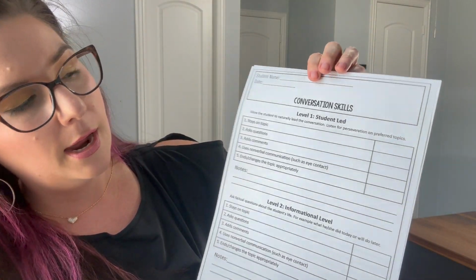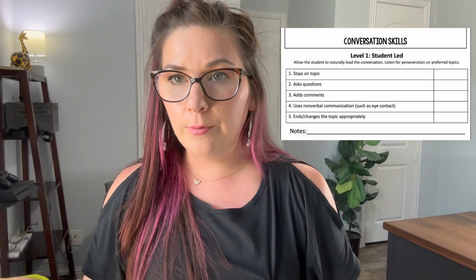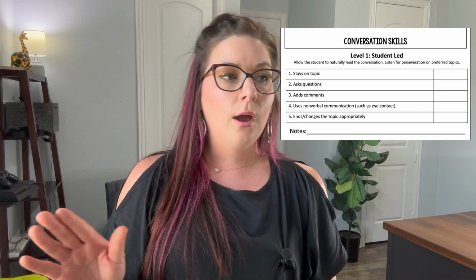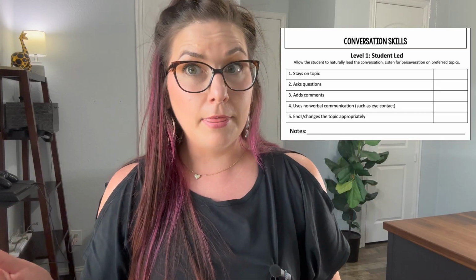So same type of thing. In my evaluation, I start with, okay, here's level 1. This is a student-led conversation. So I'm letting the student talk about whatever they want to talk about. Do they want to talk about special interests? Do they want to talk about whatever? Do they talk about nothing? Maybe we just sit and stare at each other. I don't know.